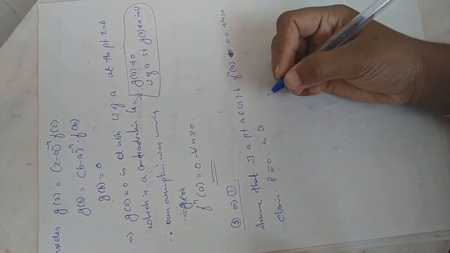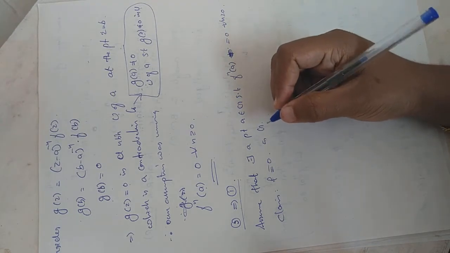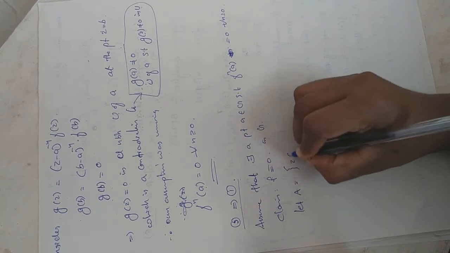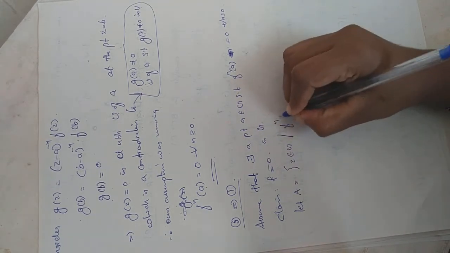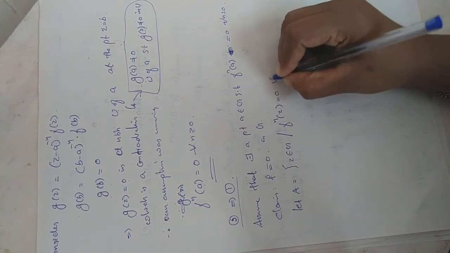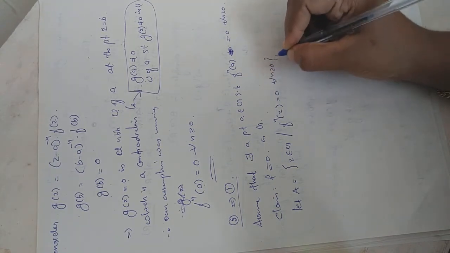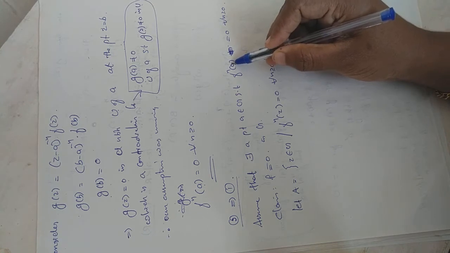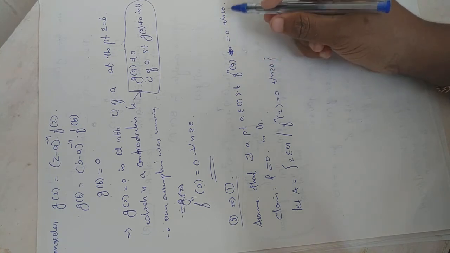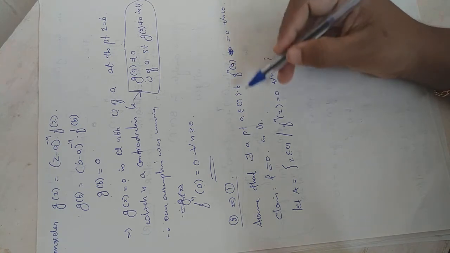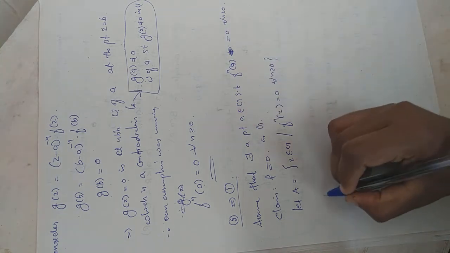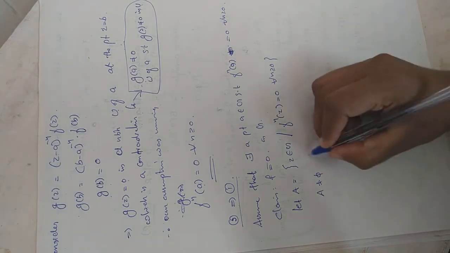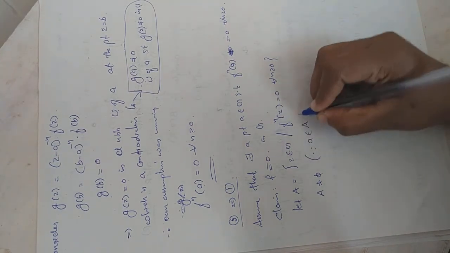Okay. So for that, I define a set first. Let capital A equal the set of all z in G such that the nth derivative of f at that point z equals 0 for every n greater than or equal to 0. That means we are considering such points. Clearly, this set will be non-empty because the element A belongs to this set.